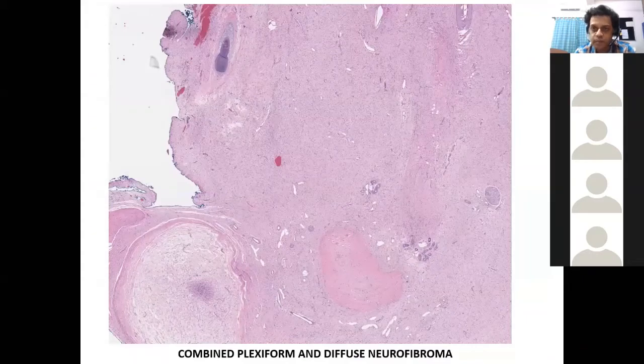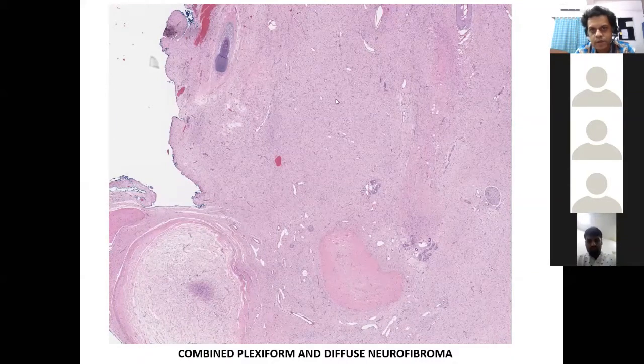Sometimes, and this is very important, especially in the setting of neurofibromatosis 1, you can often get the two combined. You can get a diffuse neurofibroma, and on top of it, you can get a plexiform neurofibroma. So it's identifiable. You are getting to see the diffuse neurofibroma over here, right? There's a lot of expansion of the subcutis. There's a lot of expansion of the subcutaneous space with the diffuse element. And towards the left hand of the screen, you're seeing the plexiform nodule.